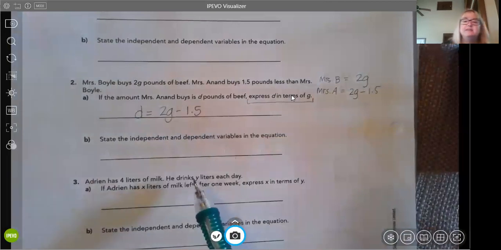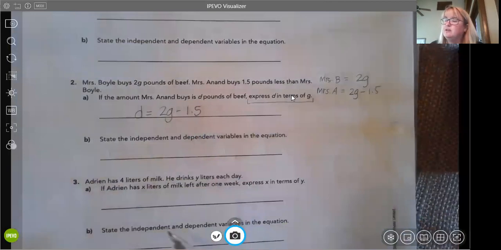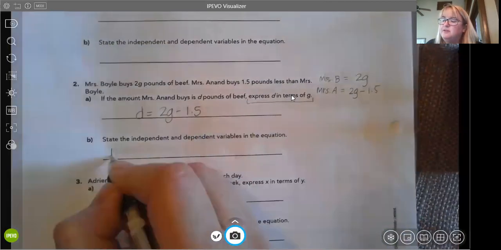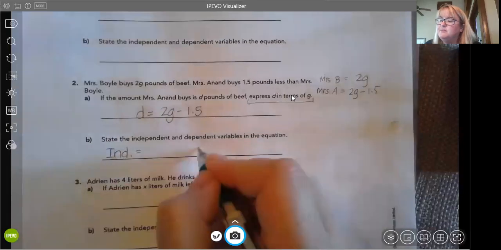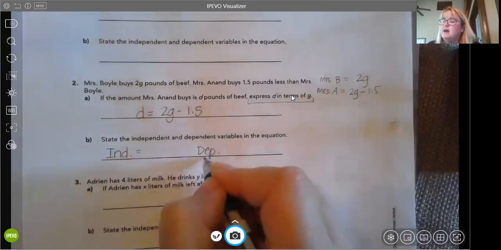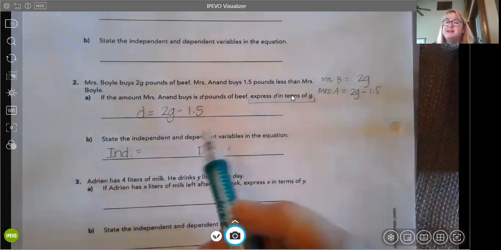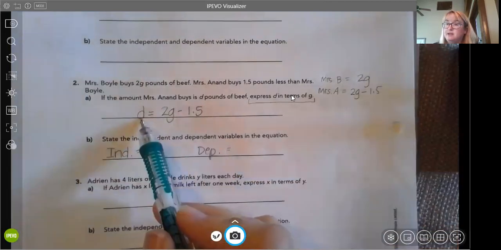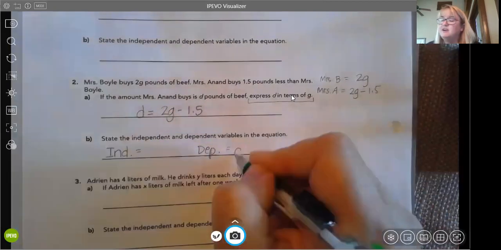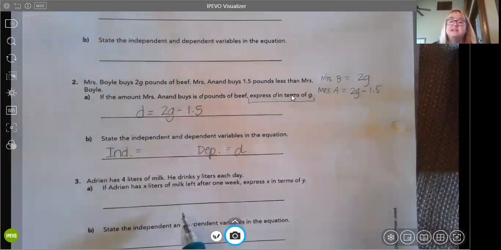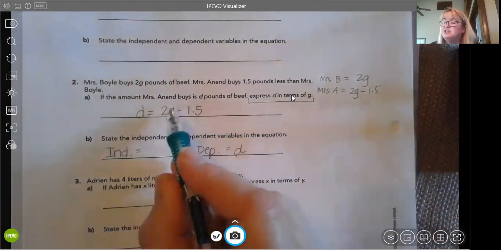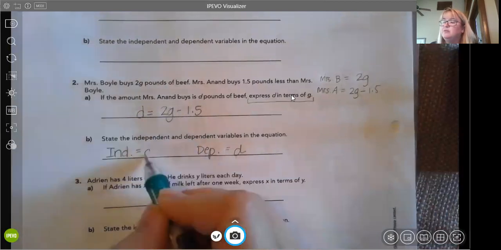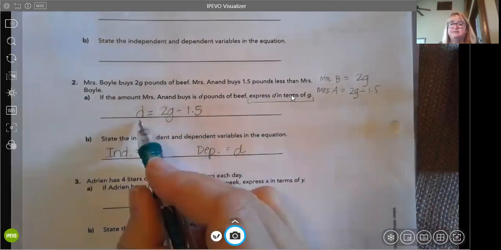All right, state the independent and dependent variables for the equation. I don't mind if you abbreviate, like IND for independent, DEP for dependent. Now, do you remember the one by itself is which one? Look at your notes. Well, it's the dependent variable. So the dependent variable is D. The independent variable is the one in the expression. The variable in the expression is G. So what D is depends on what G is.